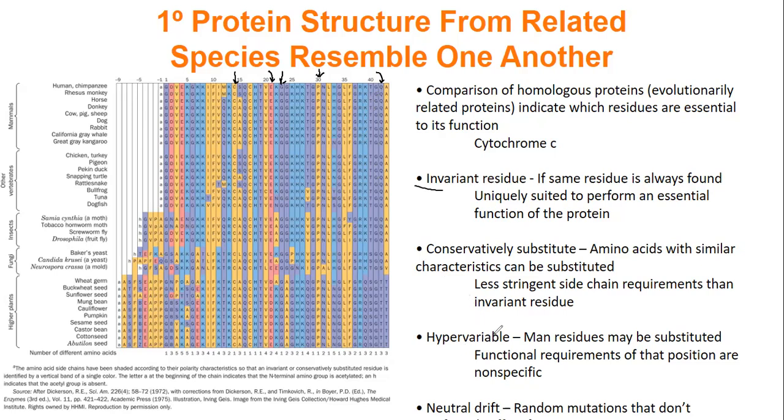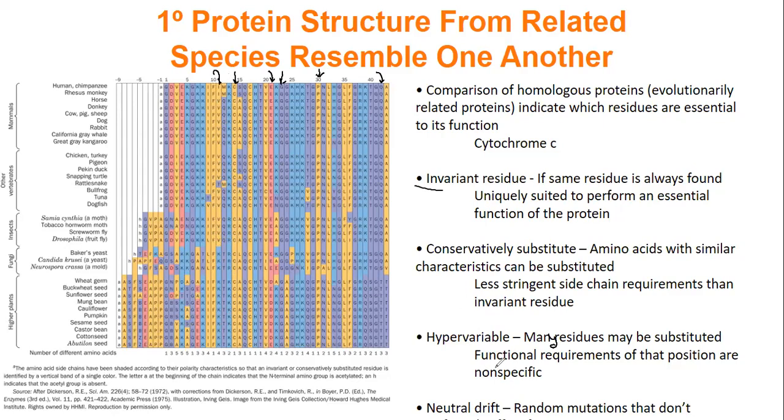Then you have hypervariable mutations. That's where many residues can be substituted. What that tells us is that it really doesn't matter what type of amino acid you have there, just that you have an amino acid. For example, at position 11, we have some hydrophobic amino acids, we have a polar amino acid, and we have charged amino acids. So at position 11, it's not that strict what type of amino acid you have.